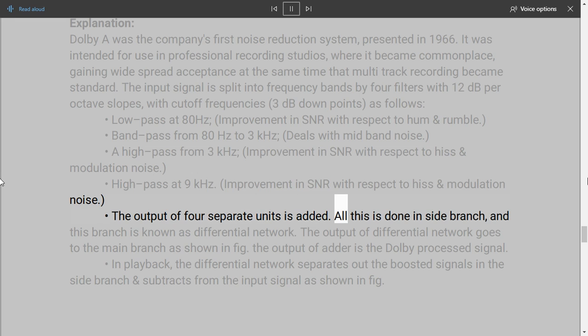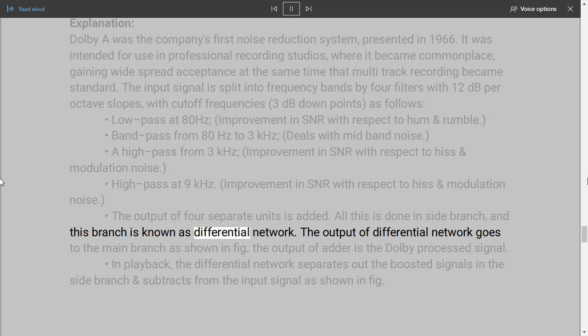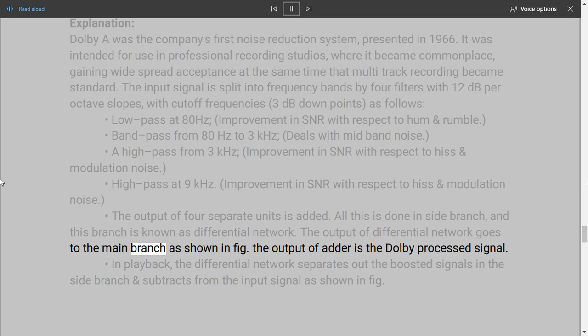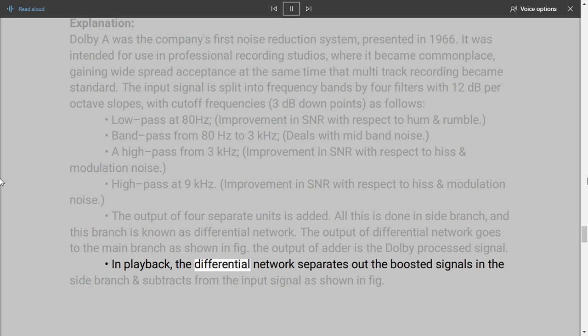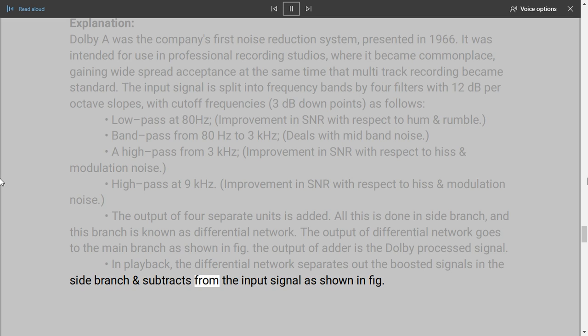All this is done in side branch and this branch is known as differential network. The output of differential network goes to the main branch as shown in figure. The output of adder is the Dolby processed signal. In playback, the differential network separates out the boosted signals in the side branch and subtracts from the input signal as shown in Fig.